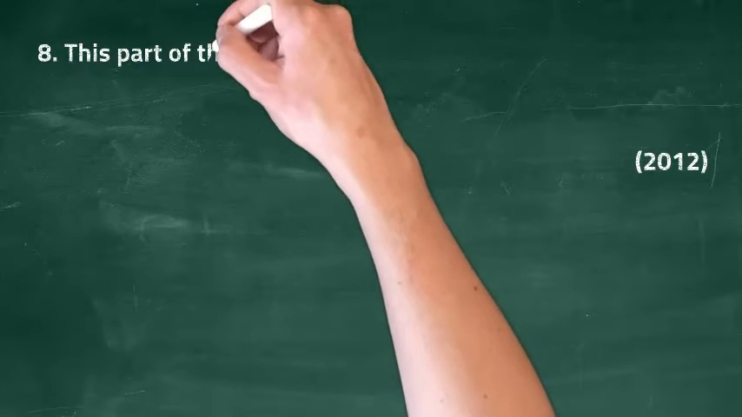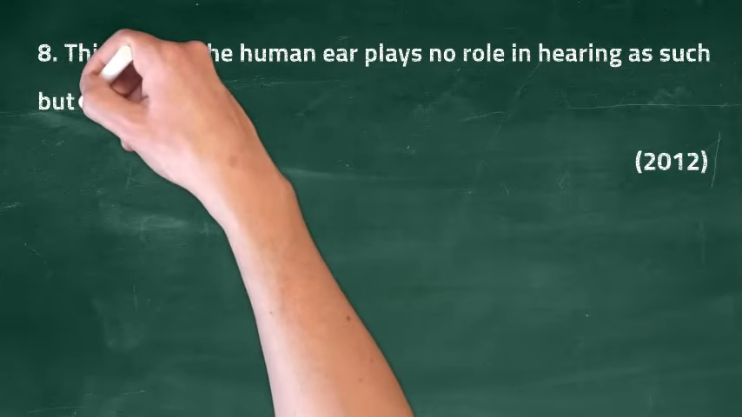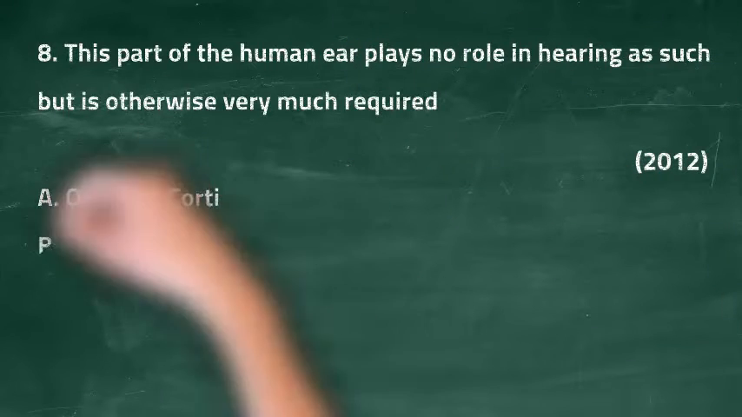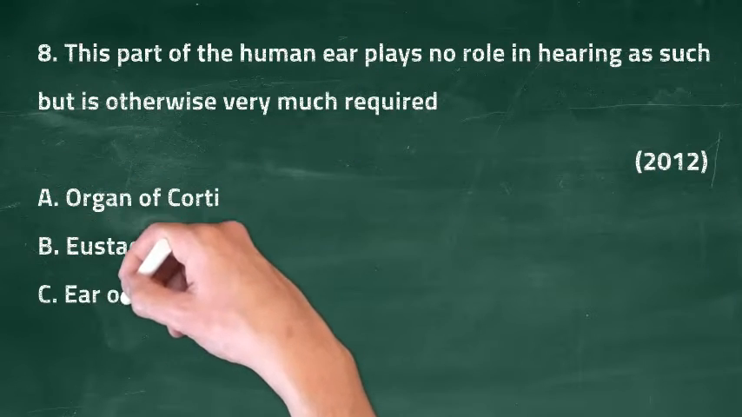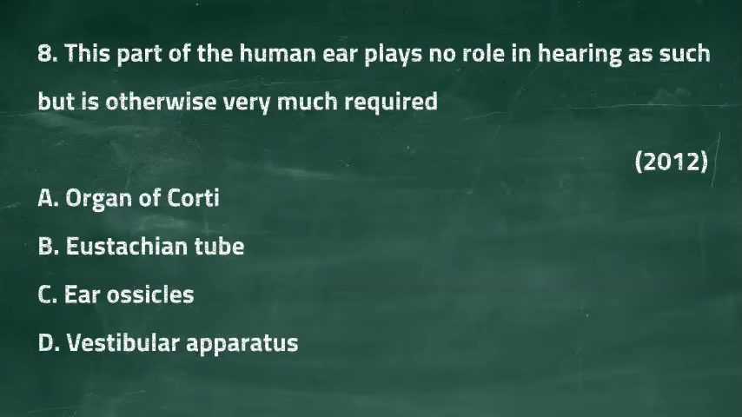Question 8. This part of the human ear plays no role in hearing as such but is otherwise very much required. Option A is organ of Corti. Option B is Eustachian tube. Option C is ear ossicles. And option D is vestibular apparatus. The right answer for this question is option D, which is vestibular apparatus.